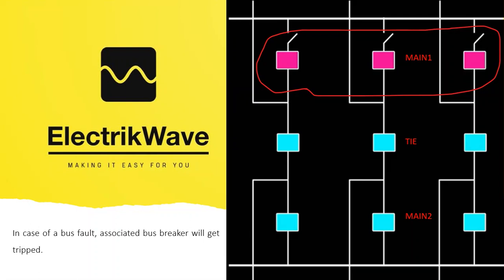Here, in case of a bus 1 fault, associated bus 1 breaker will get tripped. Similarly, in case of a bus 2 fault, associated bus 2 breaker will get tripped.